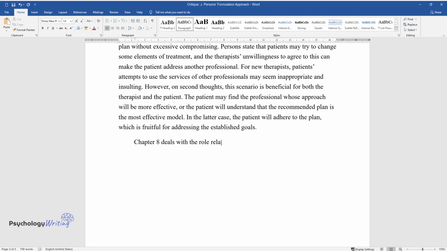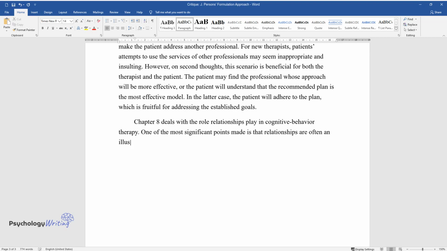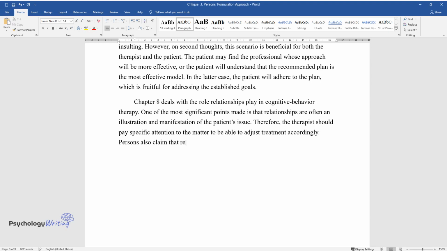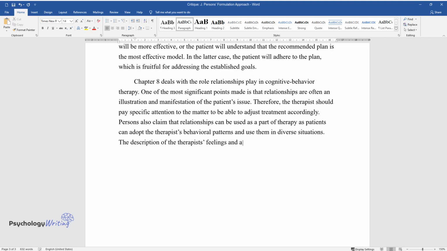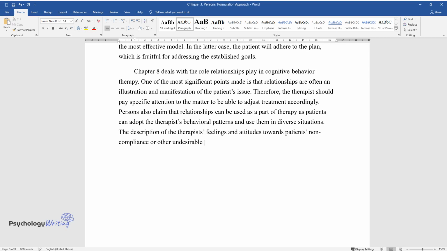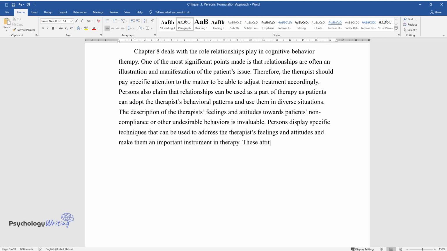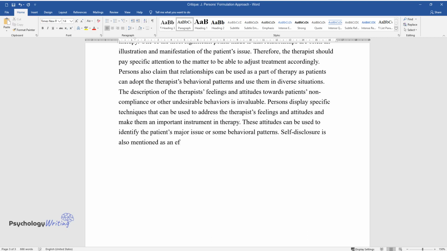Chapter 8 deals with the role relationships play in cognitive behavior therapy. One of the most significant points made is that relationships are often an illustration and manifestation of the patient's issue. Therefore, the therapist should pay specific attention to the matter to be able to adjust treatment accordingly. Persons also claim that relationships can be used as a part of therapy, as patients can adopt the therapist's behavioral patterns and use them in diverse situations. The description of the therapist's feelings and attitudes towards patients' noncompliance or other undesirable behaviors is invaluable. Persons display specific techniques that can be used to address the therapist's feelings and attitudes and make them an important instrument in therapy. These attitudes can be used to identify the patient's major issue or some behavioral patterns. Self-disclosure is also mentioned as an effective tool in various cases.